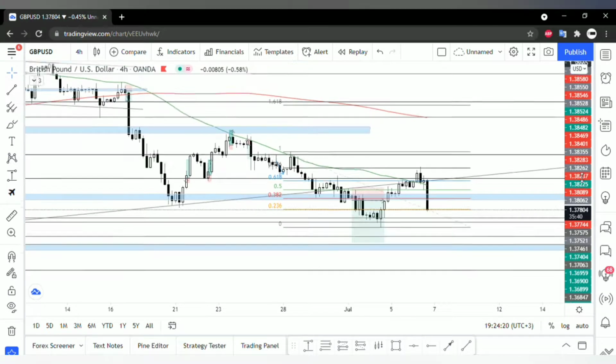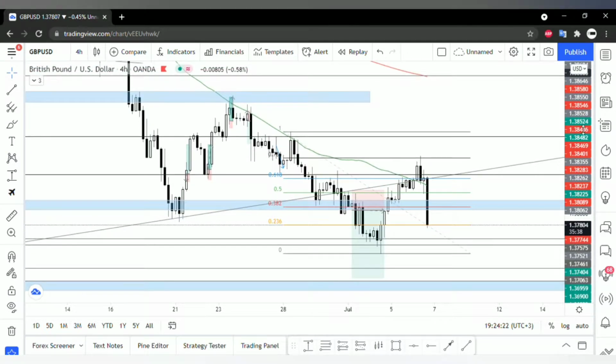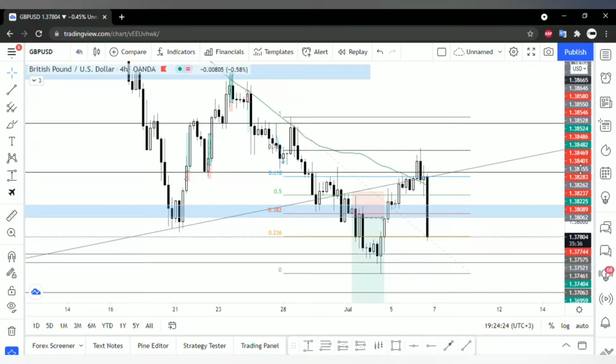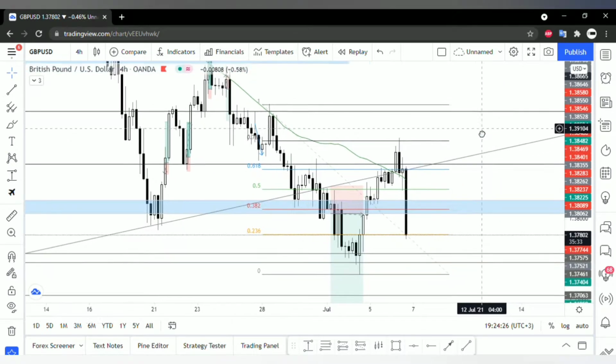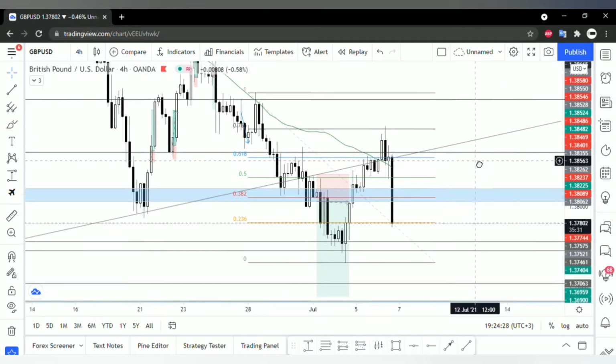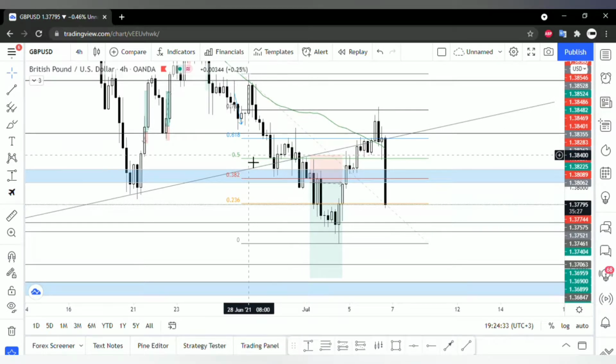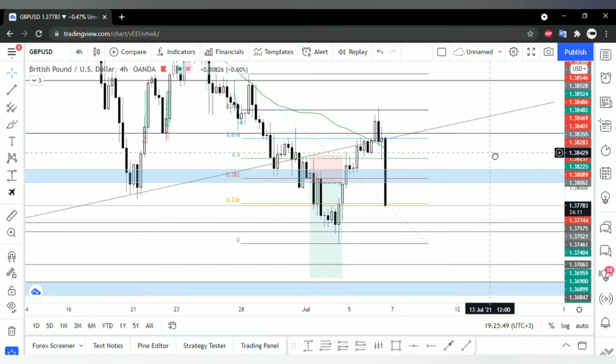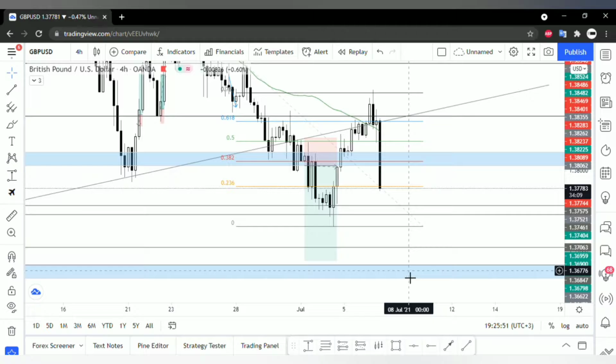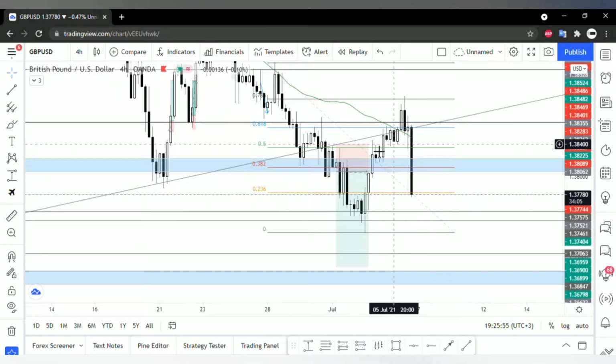So let's look at what the currency pair has been doing since last week, since our previous market structure analysis video. At that time we were looking at how the market was reacting around this area, and we had anticipated that once it broke below this particular trend line, we would continue to see downward movement towards this particular area right here. That is exactly what happened.